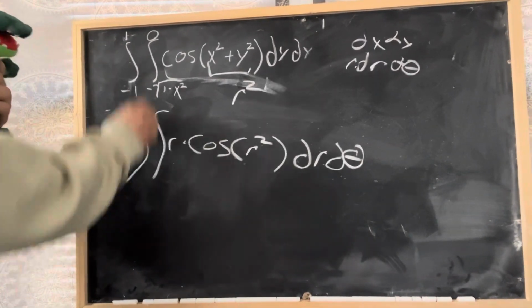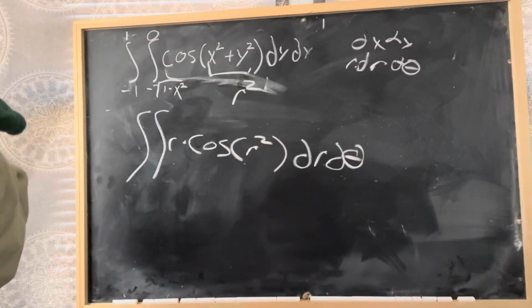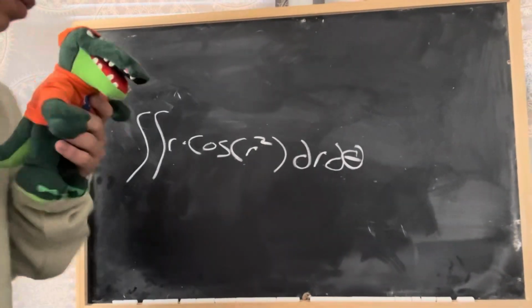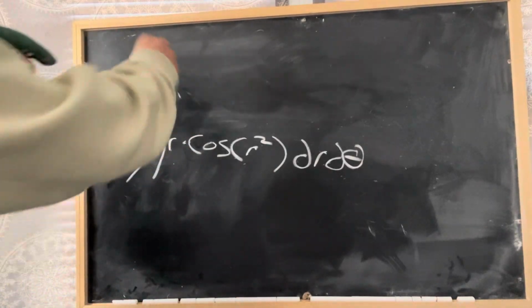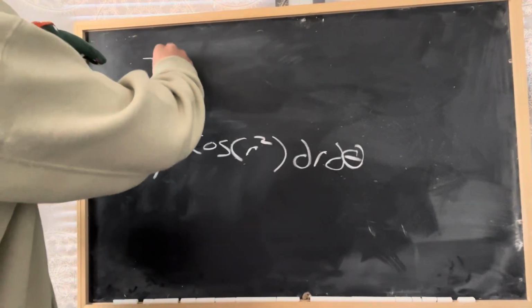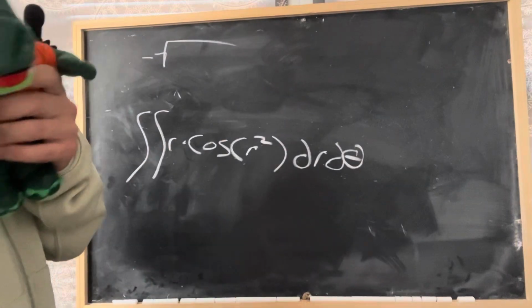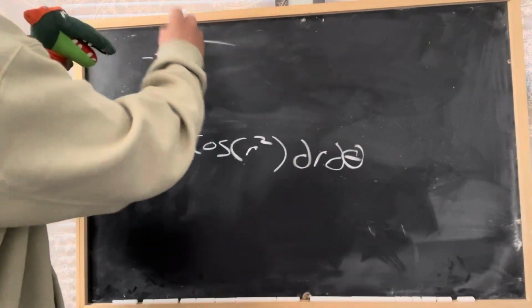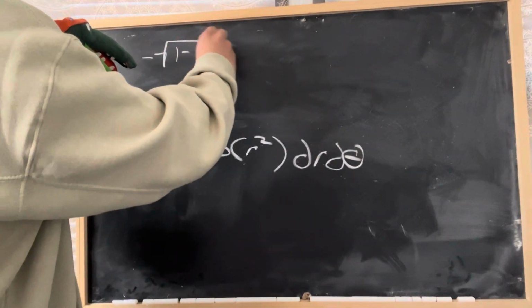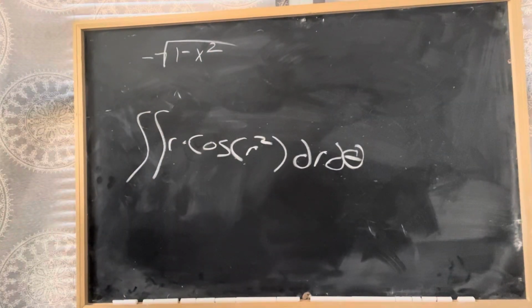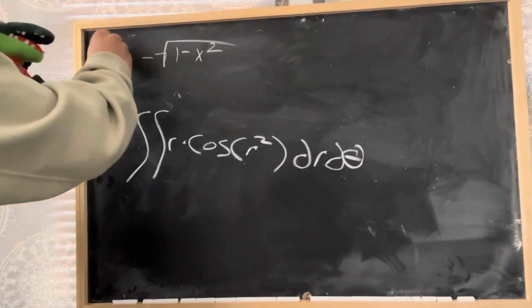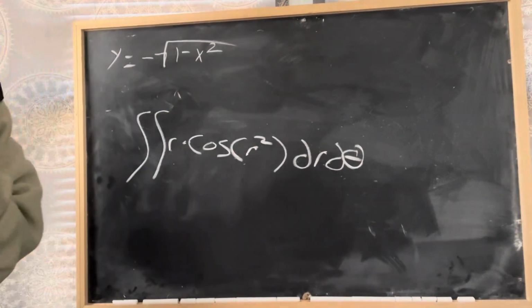So what we have to do is convert our bounds up here. Okay, so we're looking for the bounds, and we saw the bound for the previous Cartesian, at least for the dy, was negative square root of 1 minus x squared. At least I think. Let me make sure before I do it. Yes. Okay, so that's what y is equal to, right?